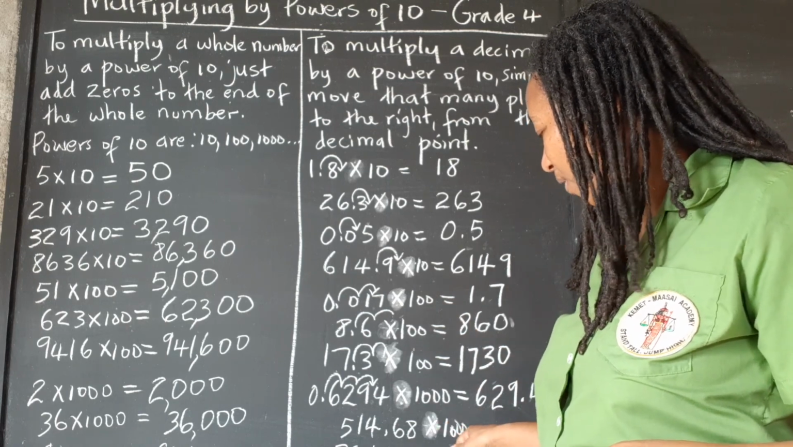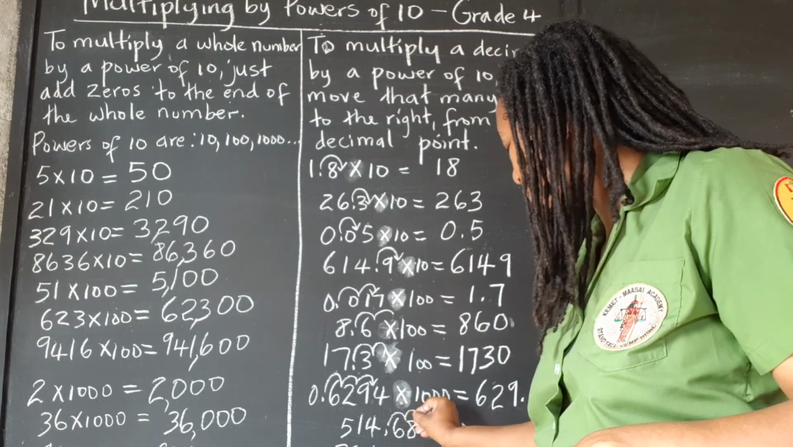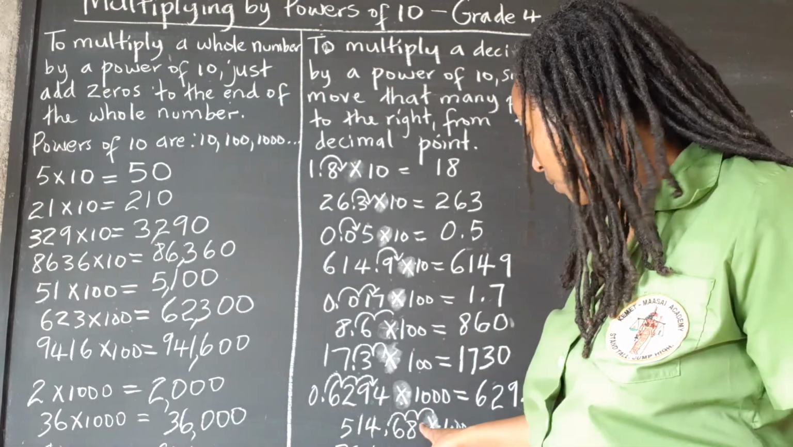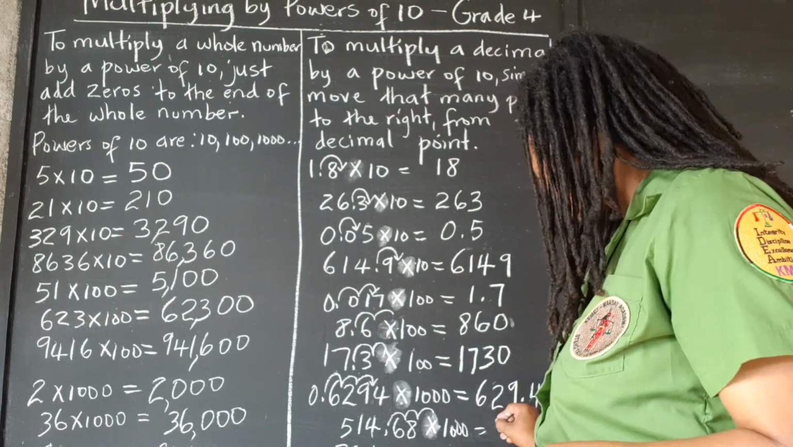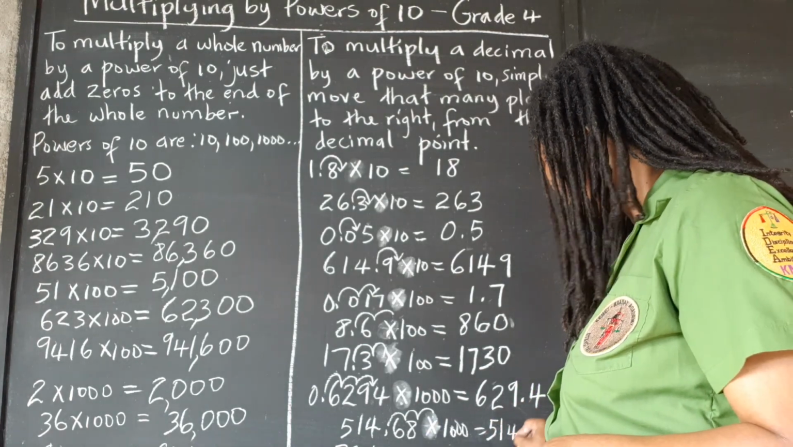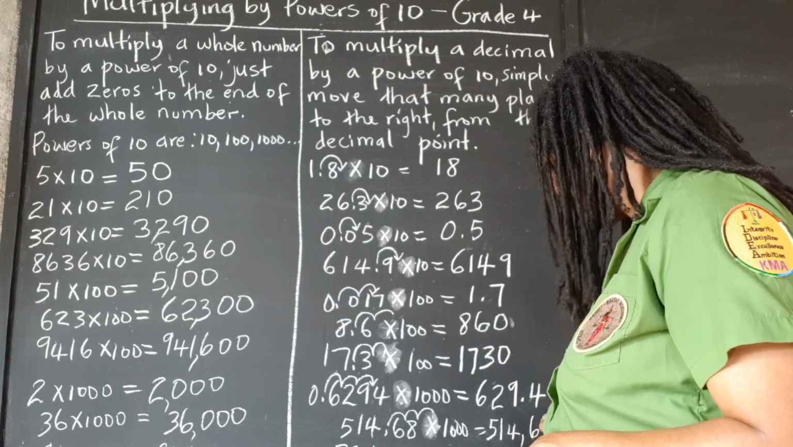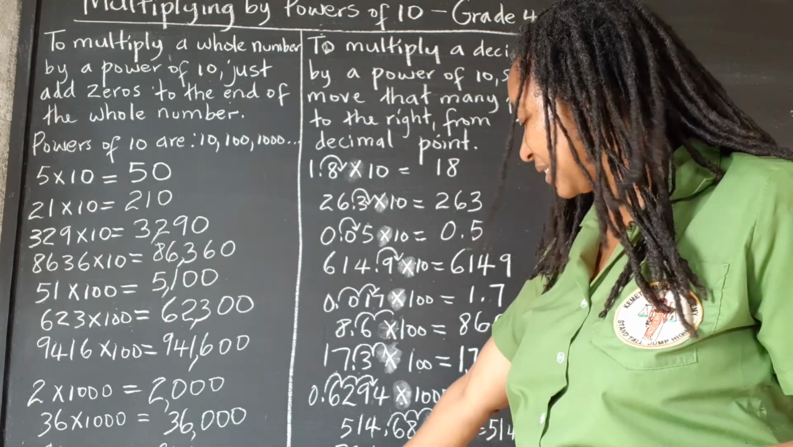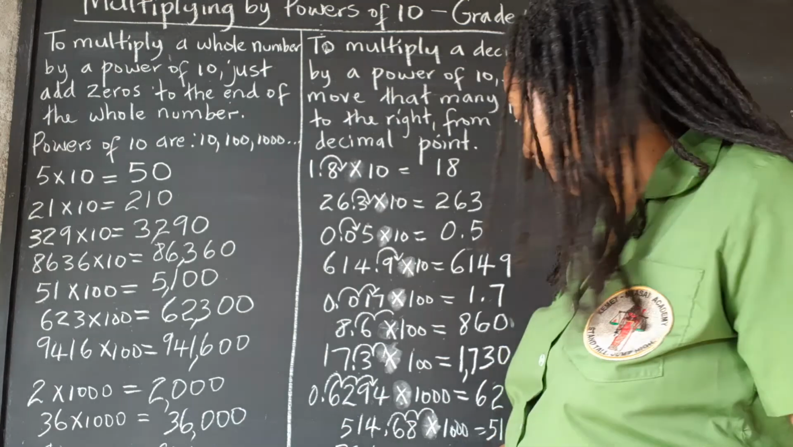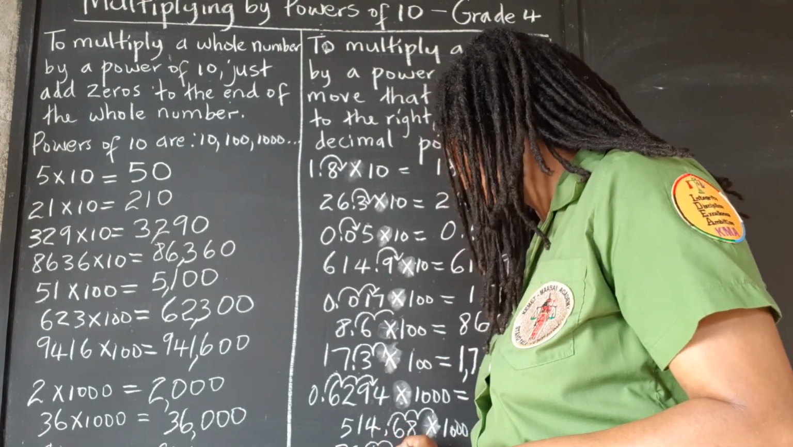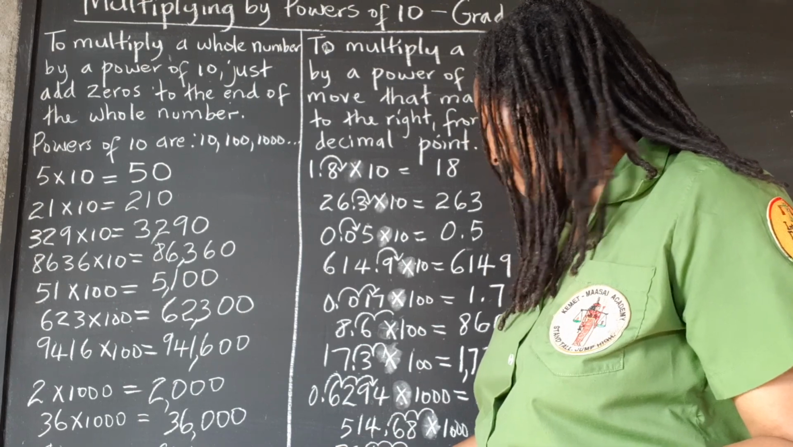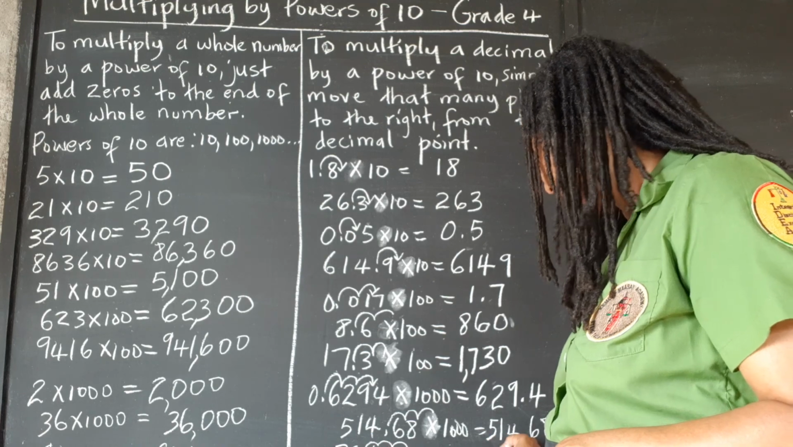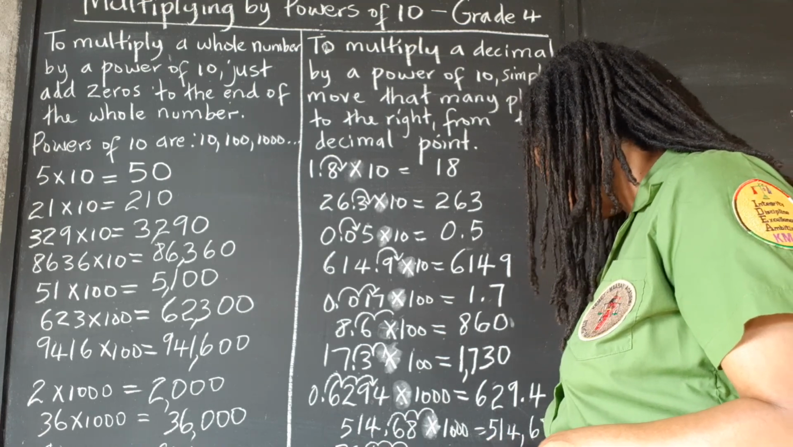Okay. So 2 more to go. We're multiplying by 1,000, so 3 places. 1, 2, 3. There's nothing here, so we need our 0 to come help us out to hold this place. So we're going to have 514,680. And finally, we're multiplying 79.41 by 1,000. So that's 1, 2, 3. Again, we need our 0 to help us out right here, to hold this place. That's 79,410.